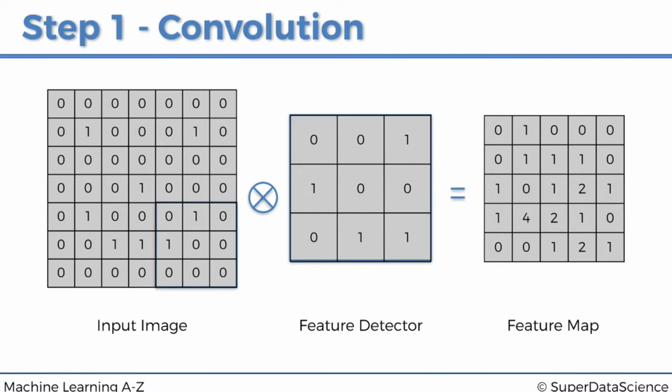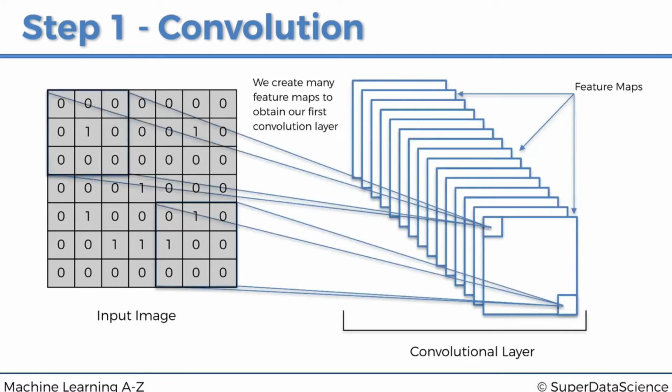The feature map contains some numbers, and the highest numbers of the feature map are where the feature detector could detect a specific feature in the input image. Alright, and that is the convolution operation. This operation between the input image and the feature detector that results in a feature map is the convolution operation. And so we do this with many feature detectors.